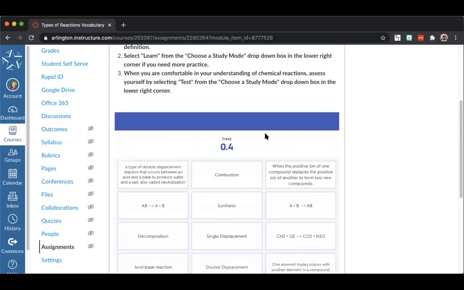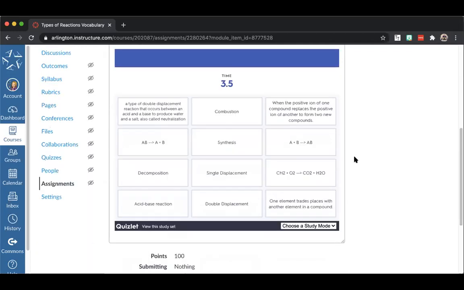So if I hit start, it's going to pop up like this. So I might be like, okay, synthesis. What is synthesis? Well, this equation looks like synthesis, 2 things making 1 compound. So I'm going to click on both of those, and then they disappear because I got it right. Okay. Decomposition, I have 1 thing and it breaks down into 2 things. So I would click that.